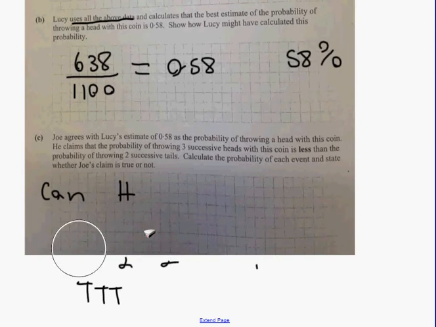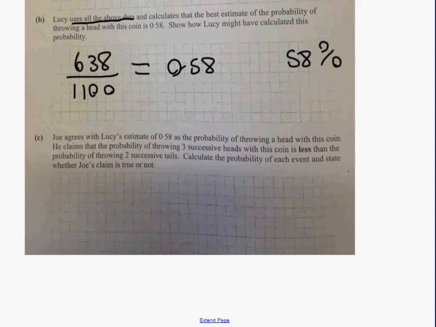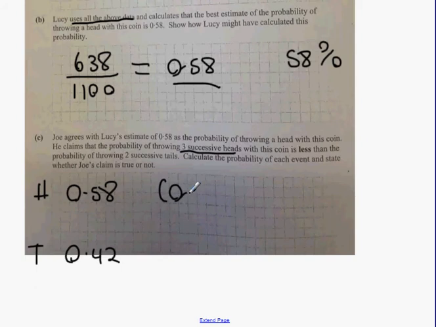Now, using this logic here, using this particular coin, the odds on us getting a head is 0.58. The odds on us getting a tail, 0.42. If one of them is 58%, the other one must be 42%, because there's only 2 outcomes. Now, how do we get 3 heads, guys? 3 heads. 0.58 multiplied by 0.58 for the second head and 0.58 for the third head.